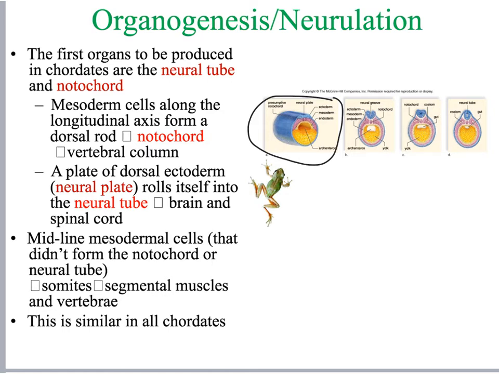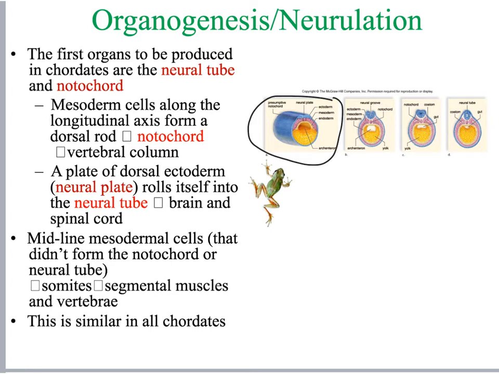Now, the first major event in organogenesis is neurulation, and this basically comes from the ectoderm, and the ectoderm produces the brain and spinal cord. This process is induced or stimulated to happen by chemical signals from the notochord, which is a rod of mesoderm that defines the body's axis.